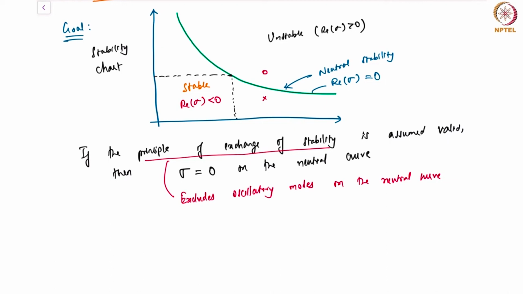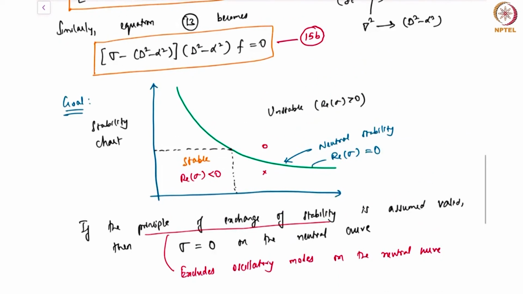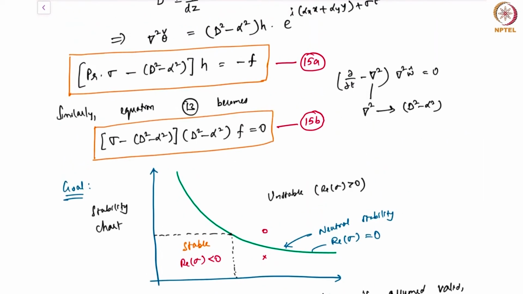This can be more easily shown for the Rayleigh-Benard problem, and the strategy for doing this is to take these equations and integrate them from 0 to 1, and then show that on the neutral boundary, if the real part is 0, then you can show that the imaginary part is also identically 0.